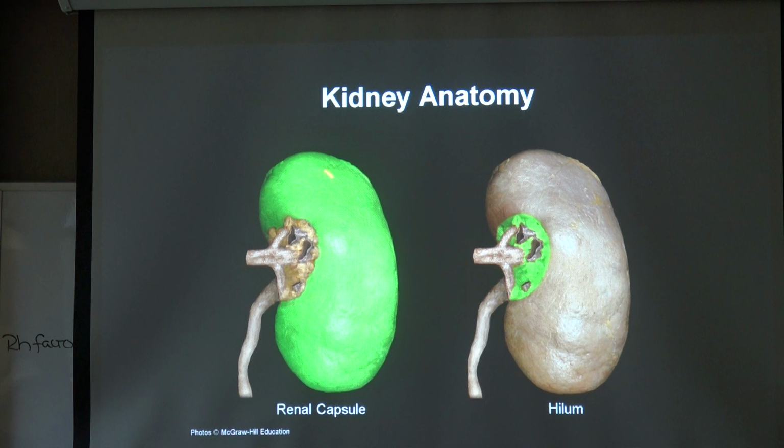Number two is called the hilum. The hilum, you'll see in a couple of different structures. We saw it in the lymph nodes. We now see it in the kidney. It's basically the area in which you have all of the vessels and all of the vasculature, all of the component pieces of that organ entering and exiting out of.